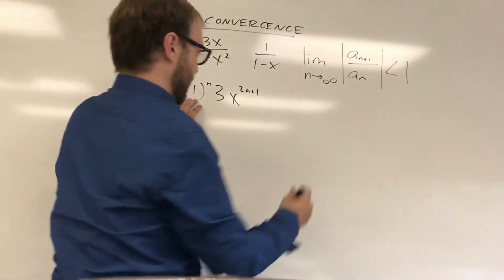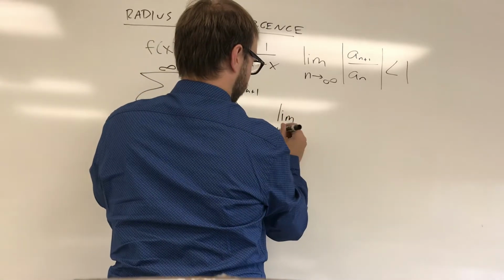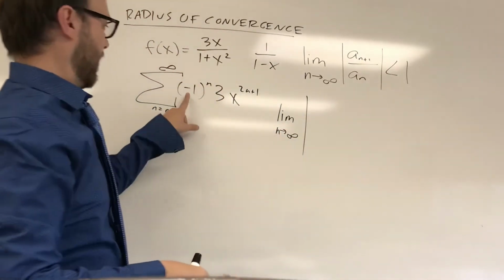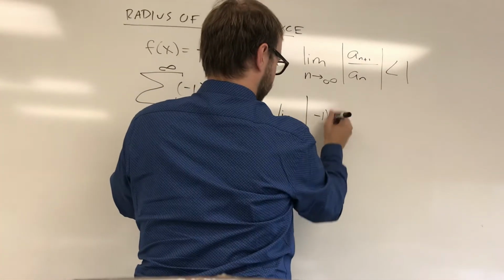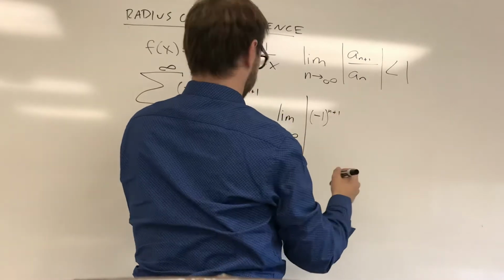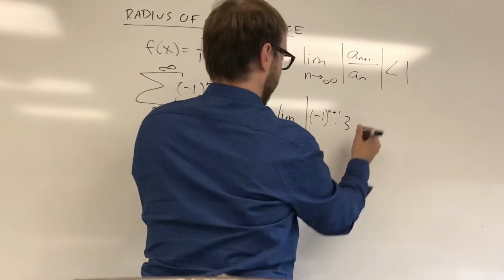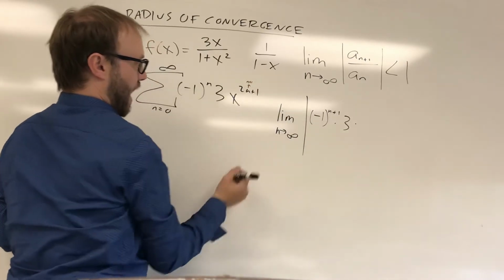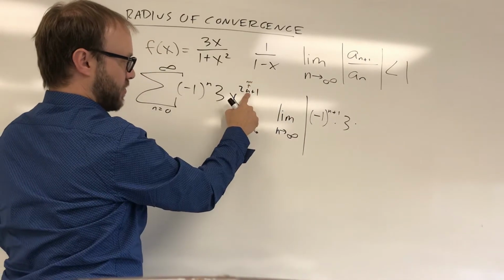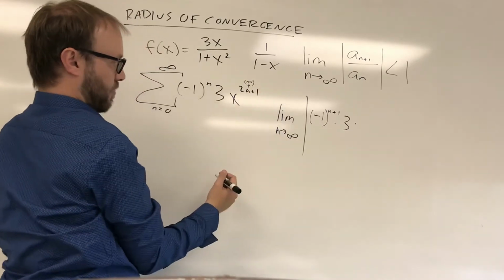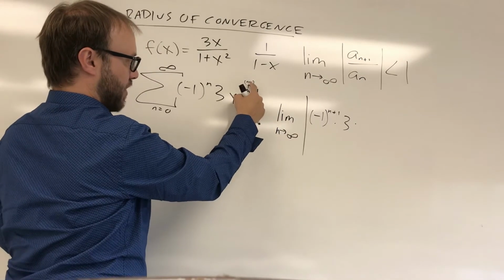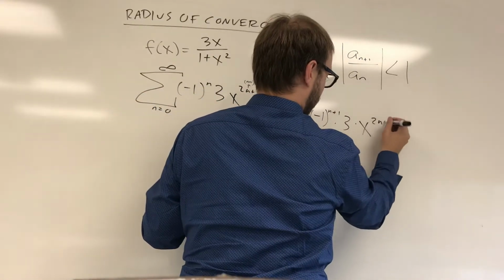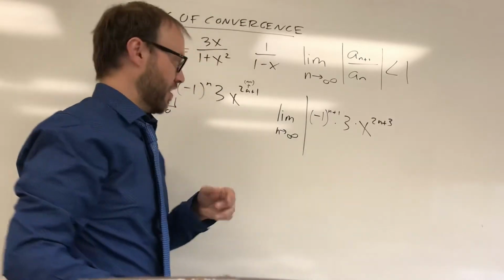It says we're going to take the limit as n approaches infinity of the absolute value of the n plus 1 term. Okay, so you've got negative 1 to the n plus 1. You've got just 3. And be real careful here. You're subbing n plus 1 in. The whole n is being multiplied by 2. So the n plus 1 would be multiplied by 2. That's going to give you a 2n plus 2 plus 1. So you're going to get x to the 2n plus 3. And that's going to be really important in our final answer.